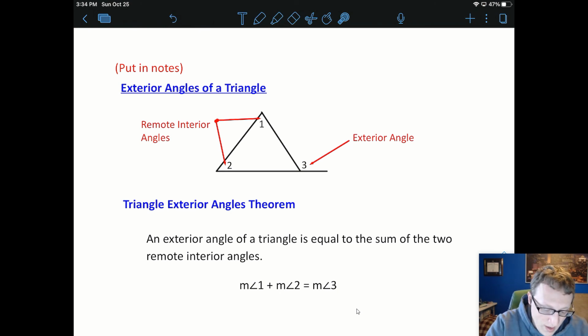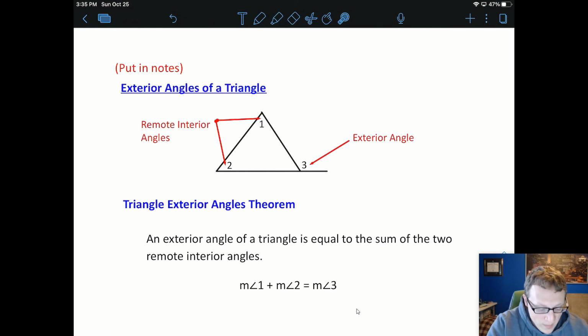But when you have an exterior angle, the two interior angles that are not right next to the exterior angle, the two in a triangle that are not right next to it, are called remote interior angles. 1, 2 over here are remote interior angles. The way to remember that is like the remote, they're like far away. Think of it like a TV remote. You can change the channels from far away. So they're far away and they're interior. That's a good way to remember it.